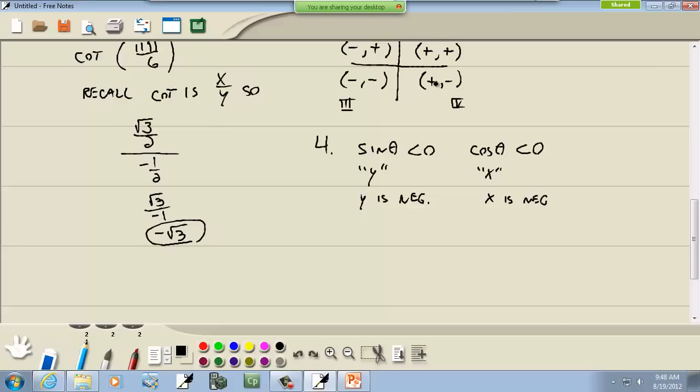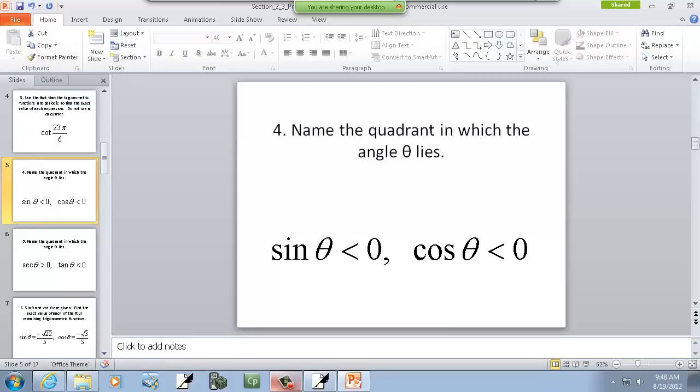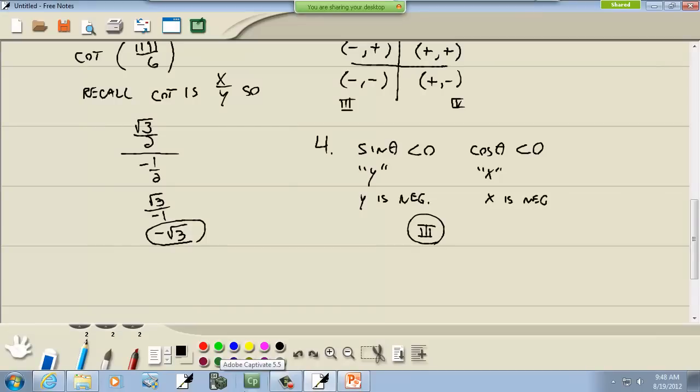Well, if I look at my quadrants here, where y is negative and x is negative is quadrant 3, which is what they're asking. They're asking which quadrant that'd fall into. Name the quadrant in which angle theta lies. So that'd be our answer.